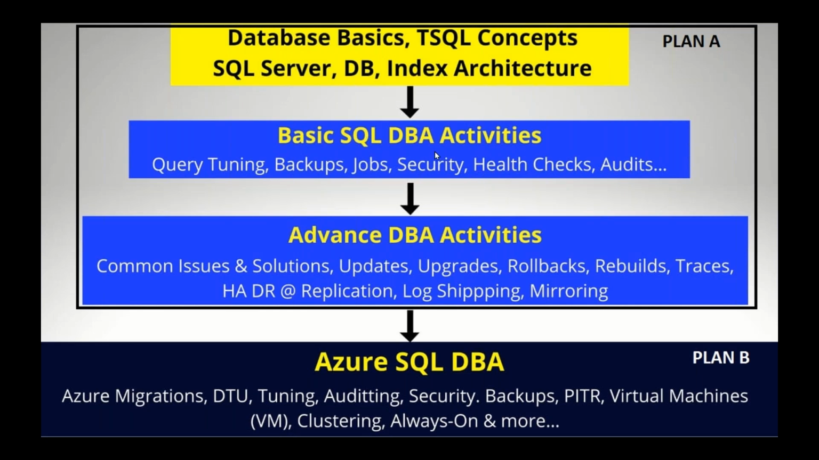Then 10 more classes exclusively for advanced DBA activity, SME, subject matter expert, and level 2 and level 3 DBA activities. That includes common issues, solutions, common error numbers. There are 20 plus common error numbers we need to learn here. 20 plus common errors and solutions. Updates, upgrades, rollbacks, rebuilds, etc. And HADR, high availability and disaster recovery solutions we need to learn.